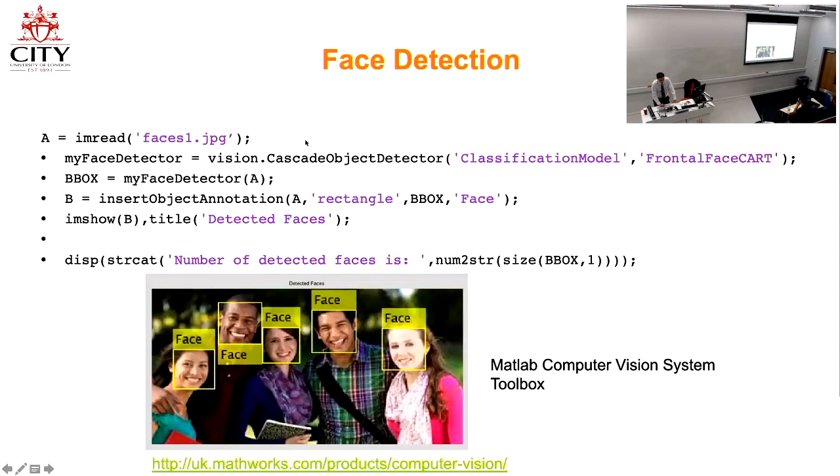But this function has more parameters. You can say find nose, you can say find different parts of the face, eye1, eye2, and things like that. And then the next item is bbox equals my face detector applied to A, which is my input image. And it automatically finds all the faces. Let's see if it works.